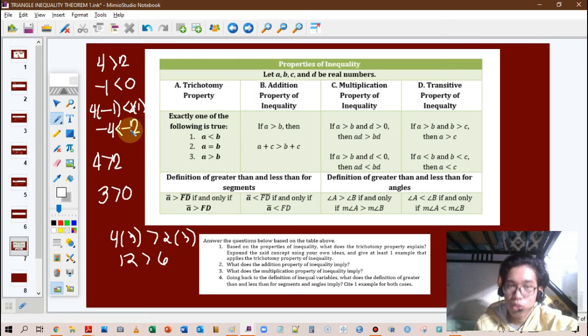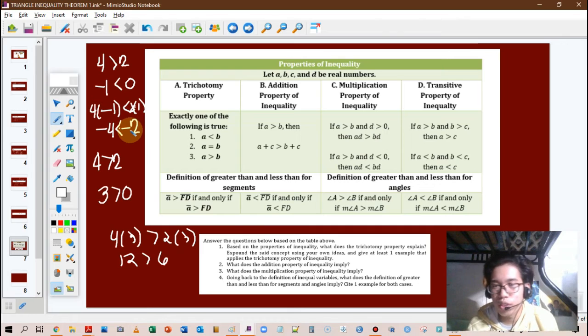Or -2 is greater than -4. And then we have the transitive property of inequality. So it says here, if A is greater than B and B is greater than C, therefore A must be greater than C. It also works the other way around. If B is greater than A, or A is less than B, and if B is less than C, therefore A is going to be less than C for that one.